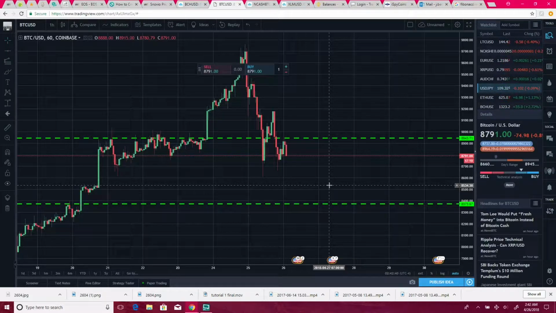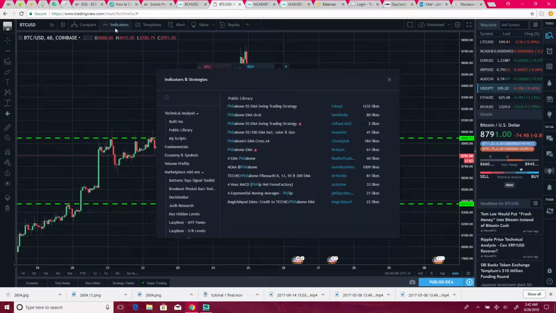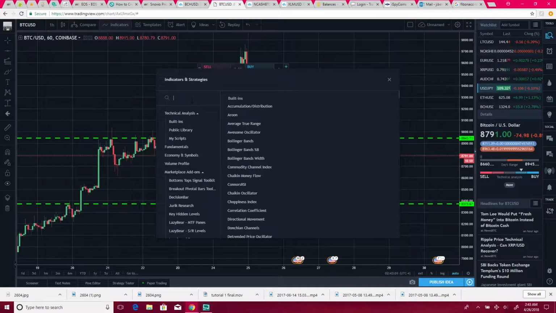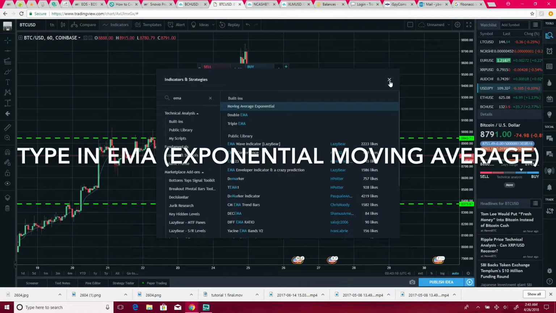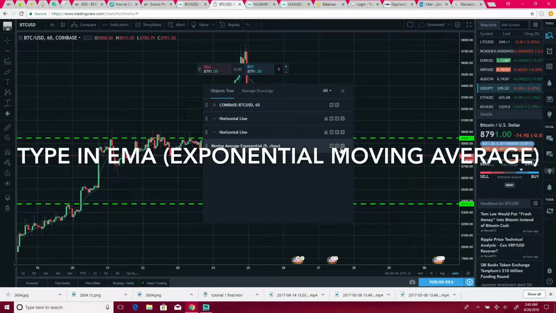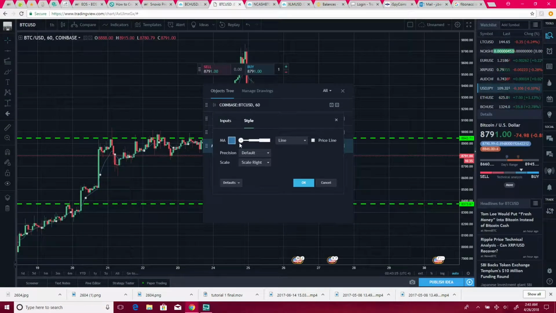or EMA. The EMA just averages the same amount of, say, time periods or candlesticks, but it's weighted. It gives more weight to the more recent candlesticks. So I can show you. I like the EMA just because of that weighted average.